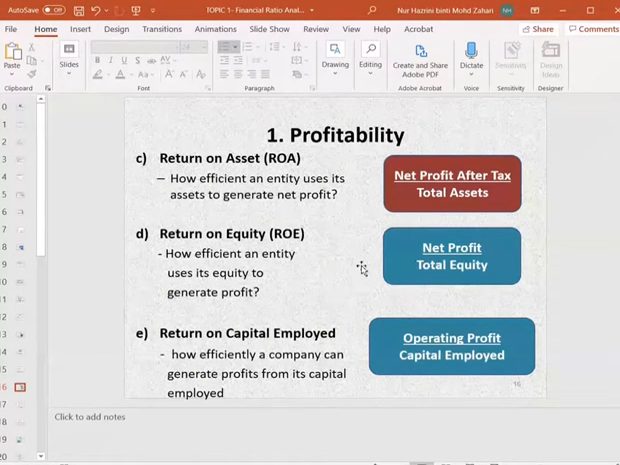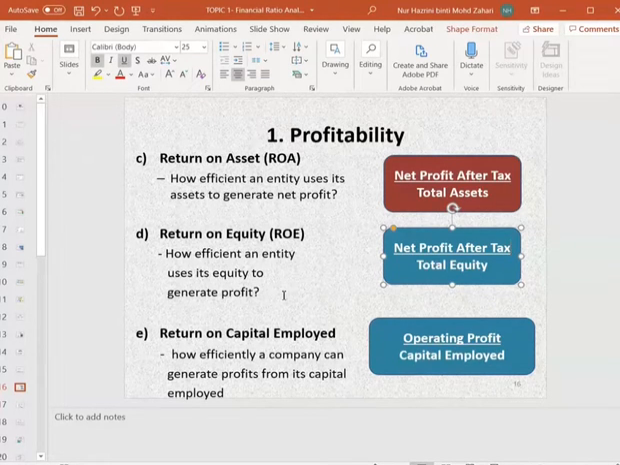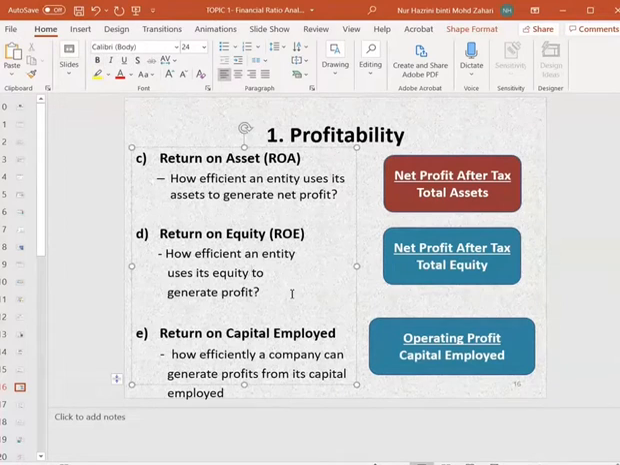For return on equity, our formula is net profit after tax divided by total equity. Here we want to see how efficient the company uses its equity to generate profit. Imagine your balance sheet now. Under equity, we have capital and net profit. We use capital to finance our business, and we roll our net profit back to operate our business.